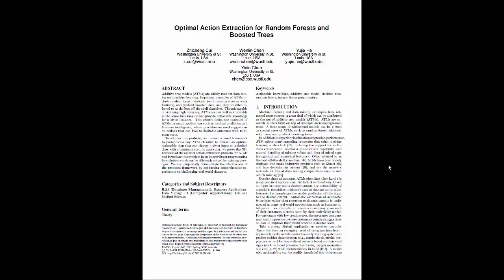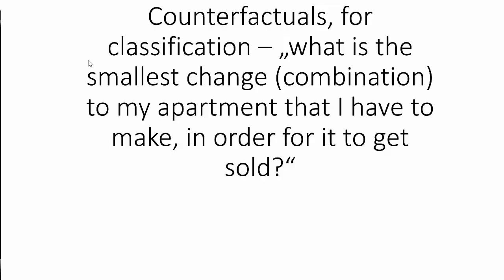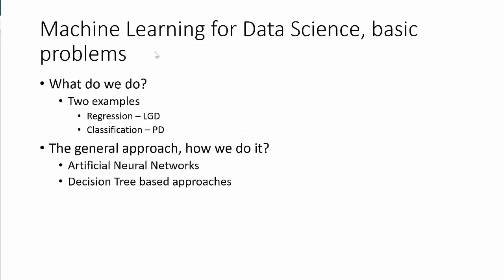This is a presentation of an approach by a paper, Optimal Action Extraction for Random Forests and Boosted Trees, by Cui et al. from Washington University in St. Louis in 2015. This presentation talks about counterfactuals for classification. That is, if we have a classification task like "do I sell my apartment" and we don't sell it, then what is the smallest change or change combination to my apartment's features that I have to make in order for it to get sold?